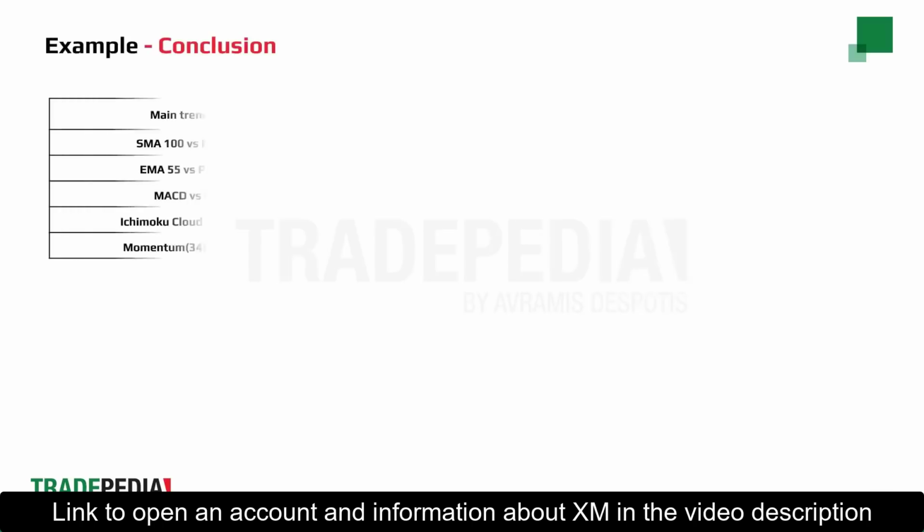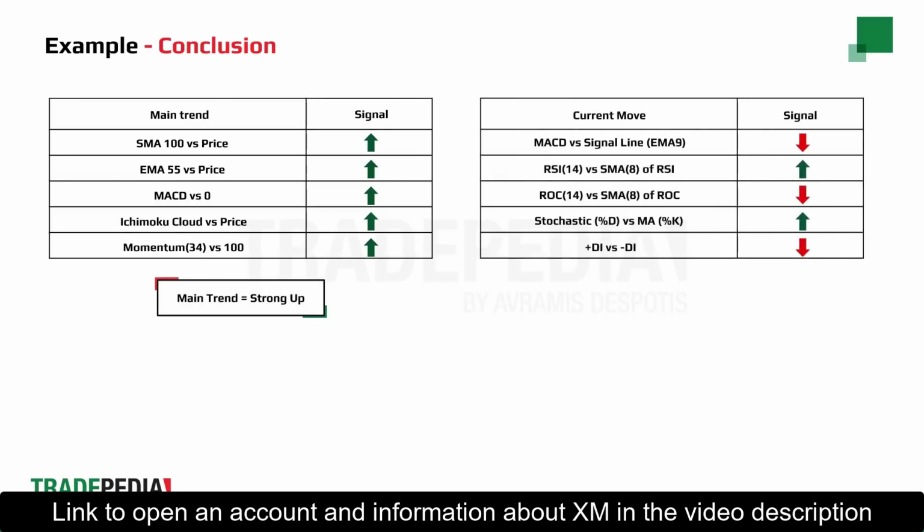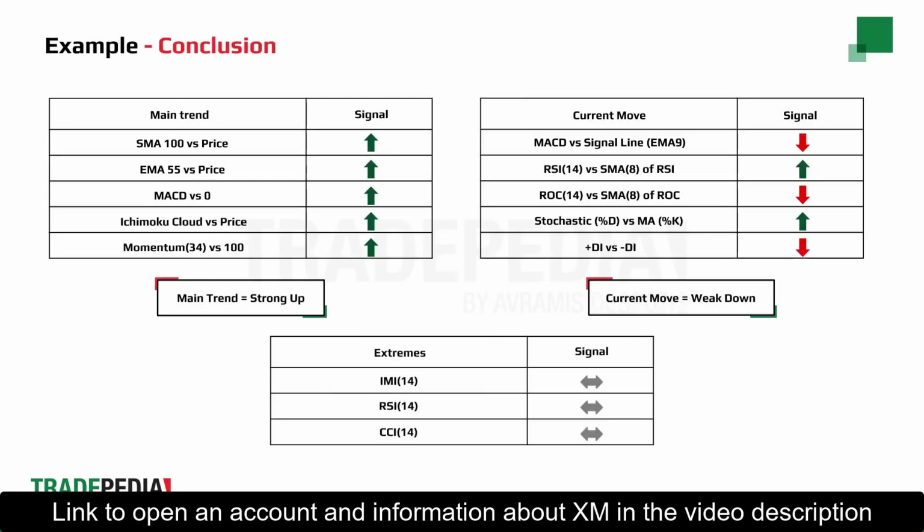Putting together the various aspects of our analysis for the given security, we conclude that the main trend direction is strong up, since all indicators out of the 5 main trend indicators are reflecting bullish signals. With regards to the current move, or the direction of the last price wave, we conclude that it is weak down, since only 3 out of the 5 indicators are reflecting bearish signals. And for market extremes, we conclude that the price is in a neutral state, not oversold nor overbought, and can, therefore, move smoothly in any direction.